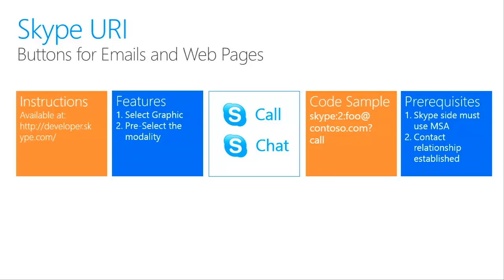The code sample there is pretty simple. Where you see the number 2, that effectively tells the button that this is going to be a Lync Skype connectivity call. The syntax is really easy. That's all you need to do. You do need to have accounts that have Microsoft accounts. That's the only way that this is going to work.